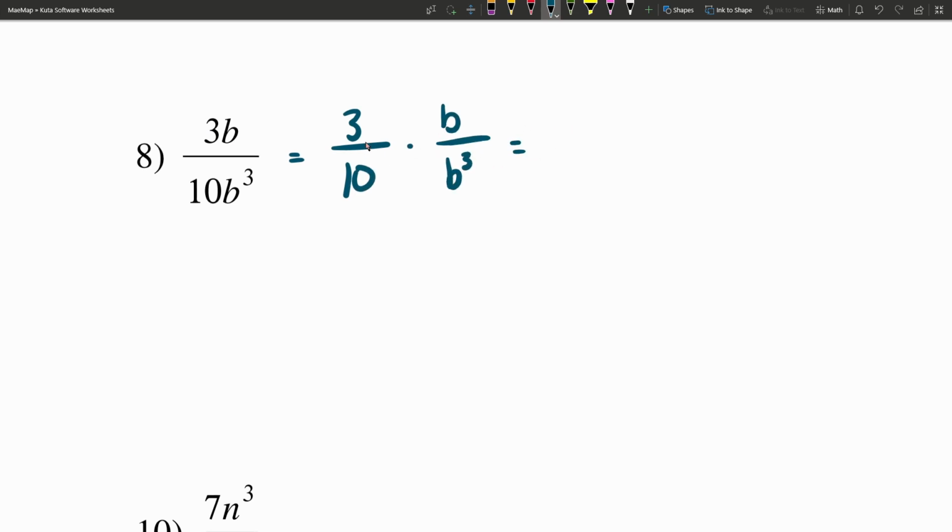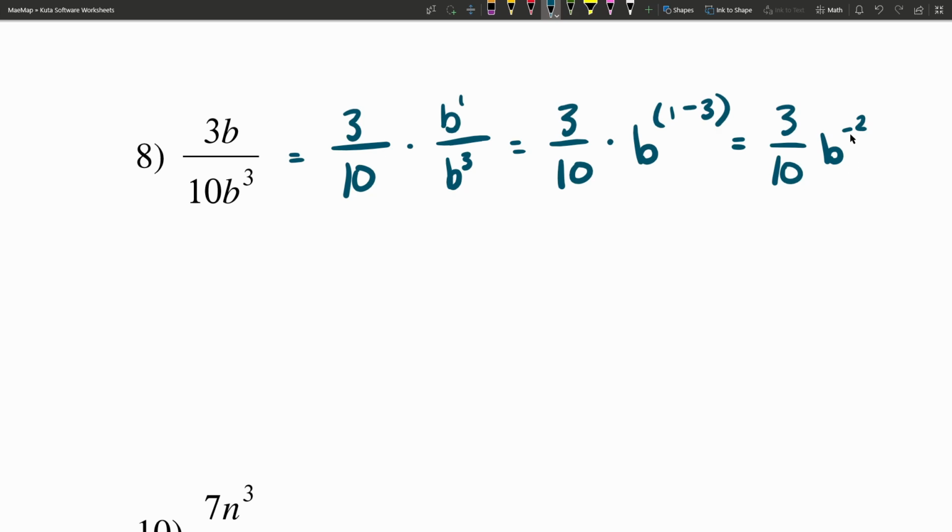That's going to be equal to 3/10, which can't be simplified down, times b to the, this b is like a b to the 1st, so that exponent of 1 minus the exponent of 3. That's going to give me 3/10 times b to the negative 2.